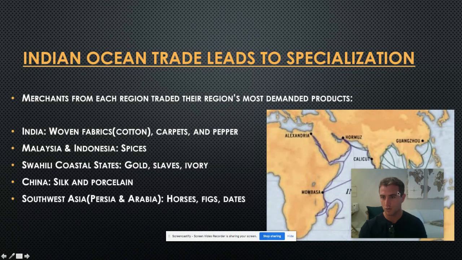Malaysia and Indonesia, which is down in Southeast Asia, that's, of course, the Spice Island spices. The Swahili coastal states down in Eastern Africa, that's all about gold, slaves, ivory.